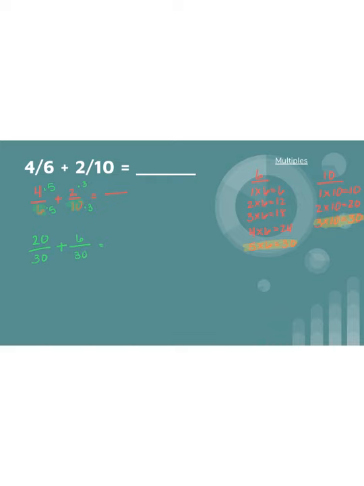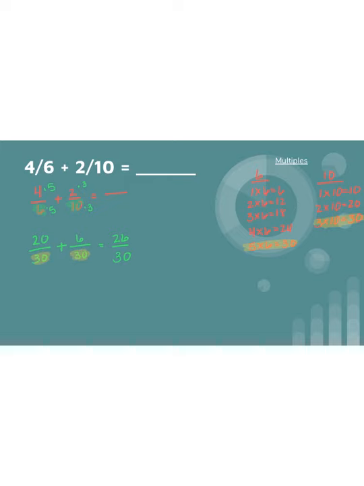Okay, so now that my bottom numbers are the same, I'm going to look. I have a 30 here, and I have a 30 here. Okay, so as long as they're both a 30, then I can go ahead and put a 30 right there. Okay, and then I'm going to add 20 plus 6. That's going to equal 26.